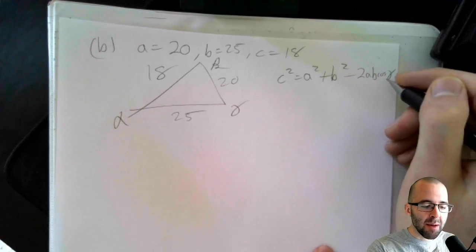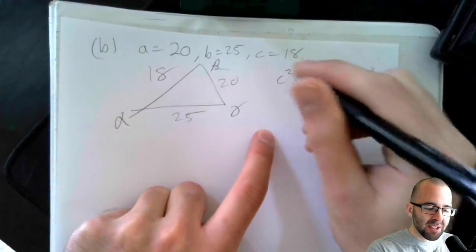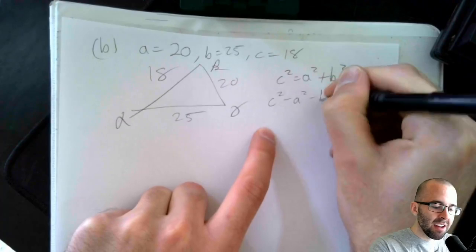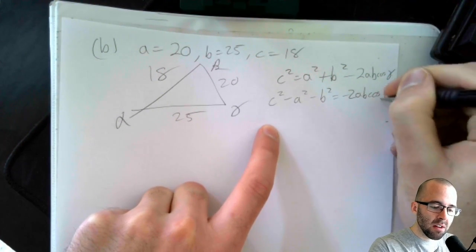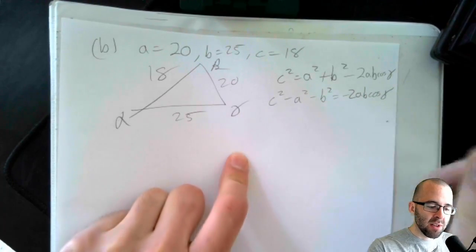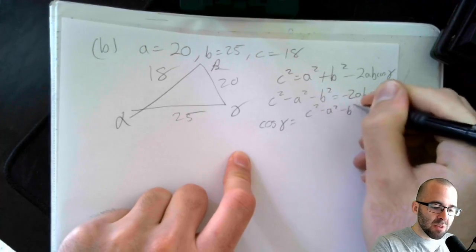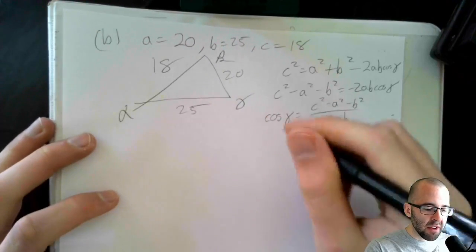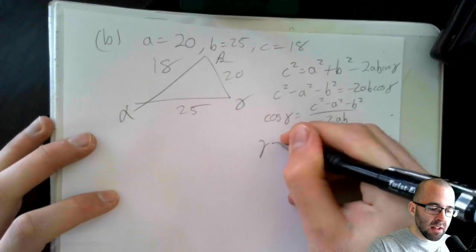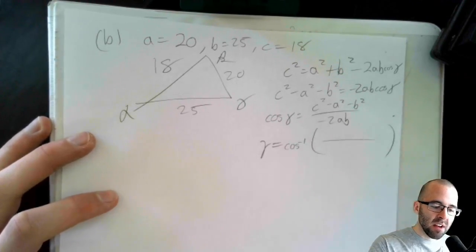So last time I solved for gamma first. This time I'm probably still going to solve for gamma first, okay? So subtract A squared and B squared. It's negative 2AB, cosine of gamma. Divide both sides by negative 2AB. You get cosine of gamma equals C squared minus A squared minus B squared, all over negative 2AB. And then take the inverse cosine of both sides. You get gamma is equal to the inverse cosine of that whole right-hand side. And now I plug in numbers.